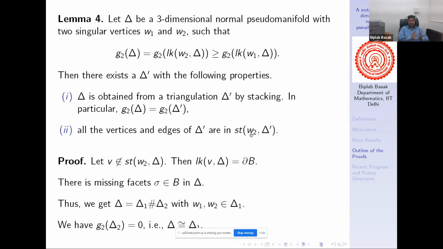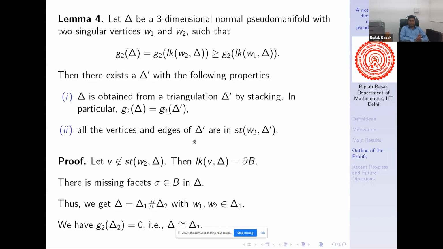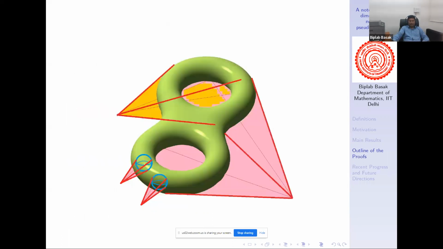So from now onwards, whenever we have G2 of delta equal to G2 of the link of W2, then without loss of generality we can assume that delta satisfies this property, because otherwise delta will be obtained from this kind of pseudomanifold by only stacking. Anyway, this might be confusing for the first time reading, so I will show you in terms of a picture.